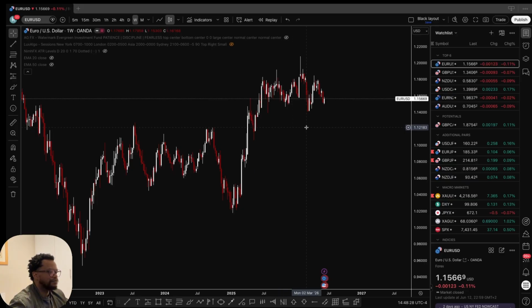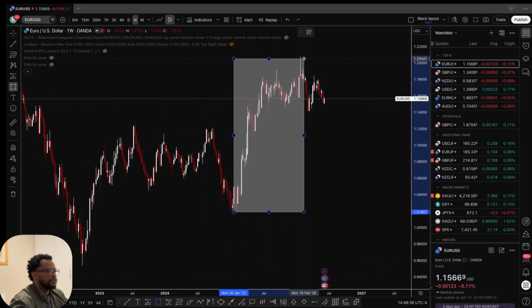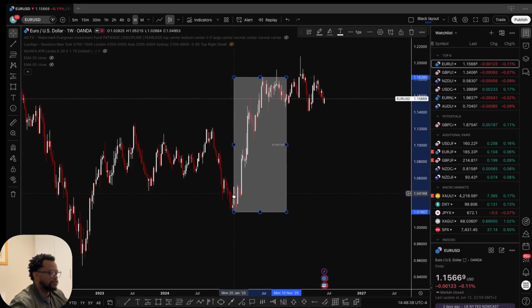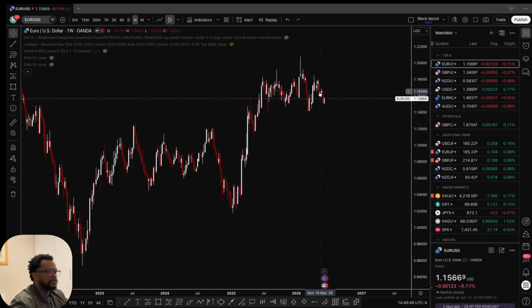With Euro Dollar, it's quite messy price action. Obviously, we had a bit of a run at the beginning of 2025, and then price sort of stalled here since July 2025, and we've been stuck in this range over here. This is the weekly chart, so price is not looking like it did at the beginning of the year. Now we're stuck in this range, and we're starting to see a bit of a change in direction.